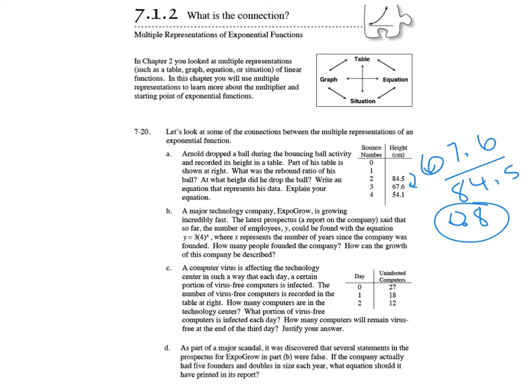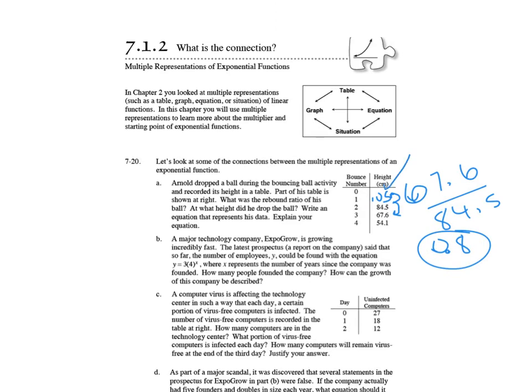Using this multiplier, we can work backwards to finish our equation. Working backwards means we're unmultiplying, or again, dividing. So 84.5 divided by 0.8 would put the previous number at 105.625, and dividing by 0.8 again would put the starting point at 132.03. Now we can write our equation.